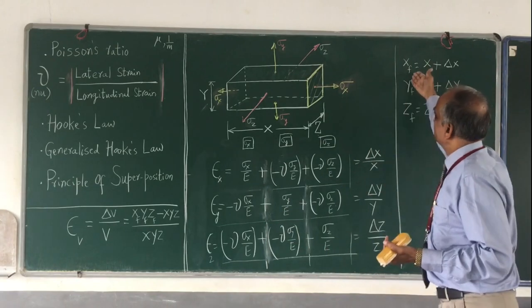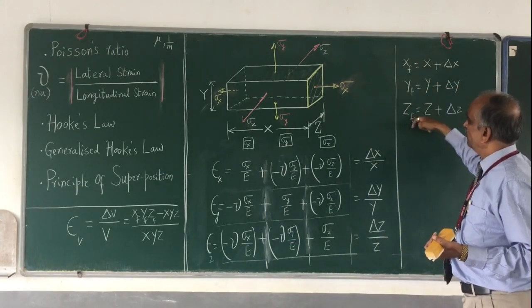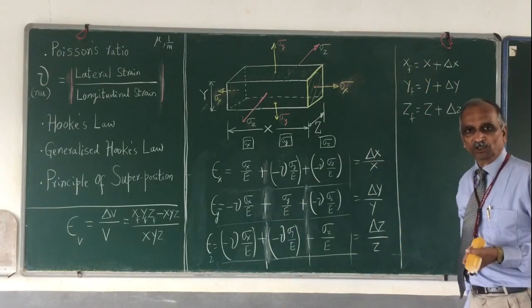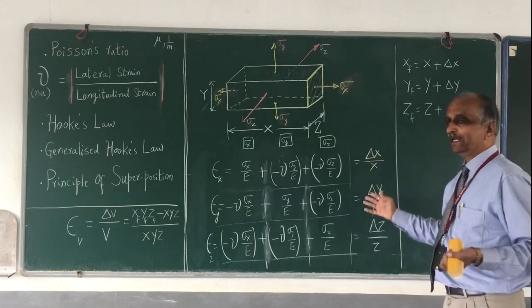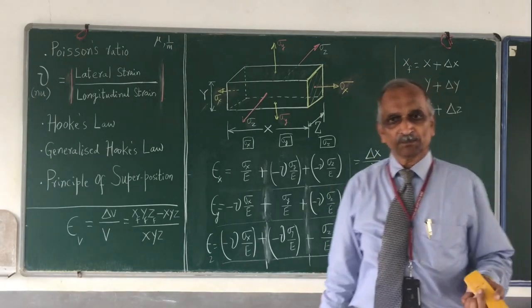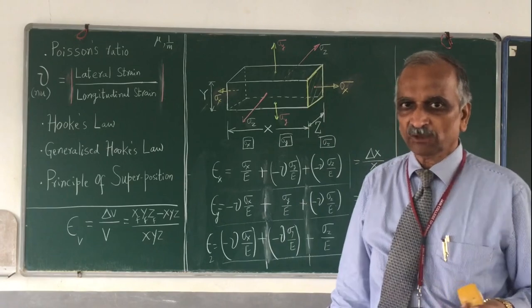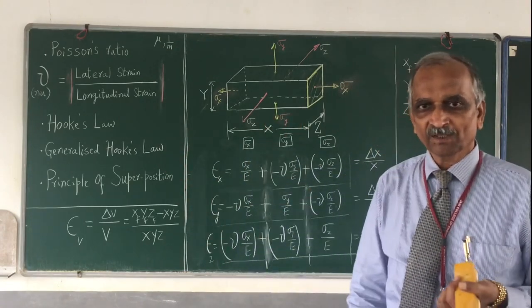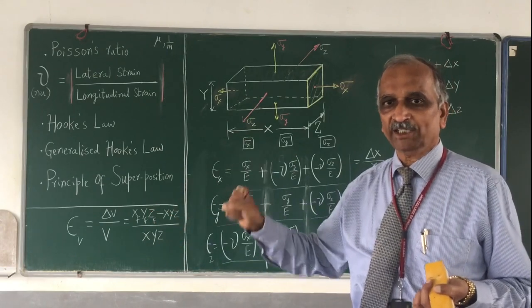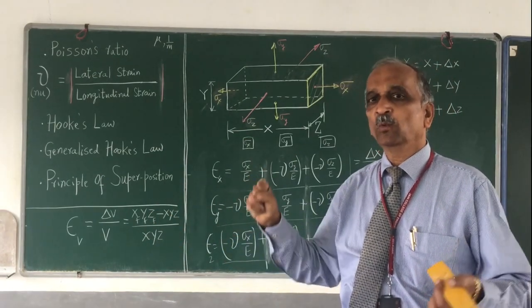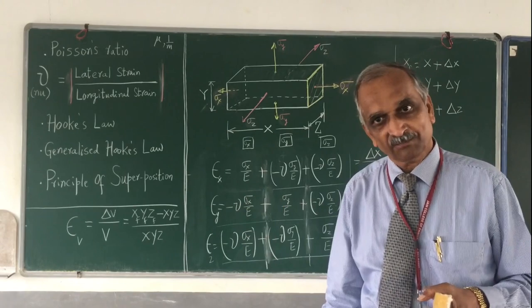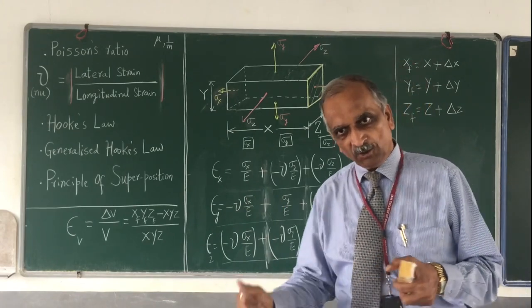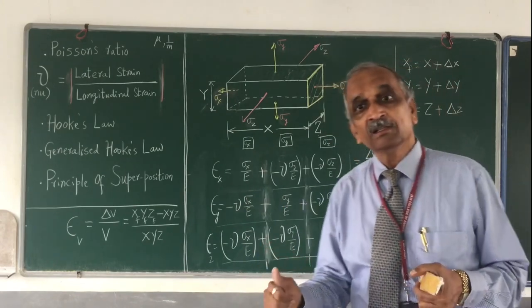Okay, so once you know xf, yf, zf, the product of all these three will give you the final volume, and the product of x, y, z will give you the initial volume. The difference between the two will give you the change in volume. The change in volume divided by initial volume will give you the volumetric strain. Okay, I hope you have understood this.